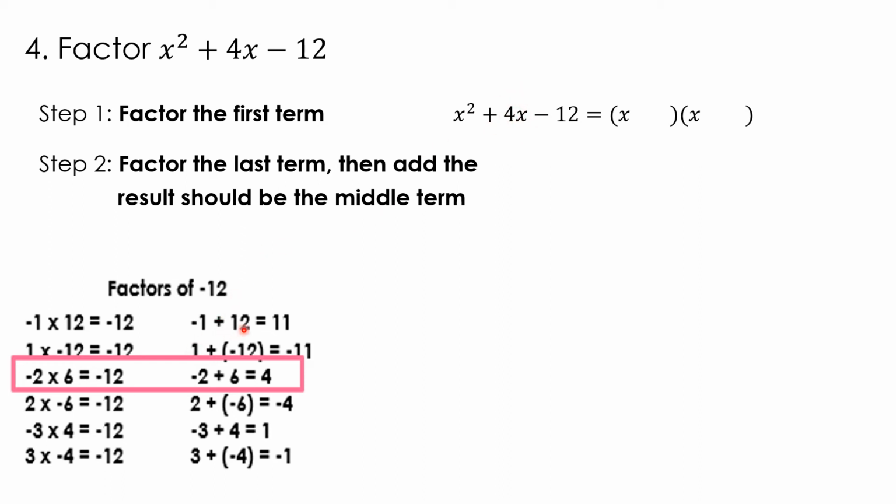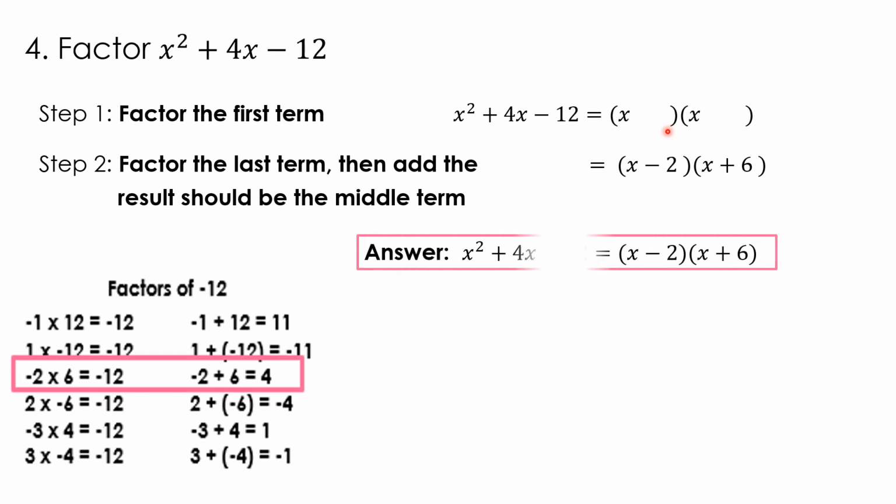Negative 1 plus 12, that is positive 11. 1 plus negative 12, that is negative 11. And negative 2 plus 6, that is positive 4. So these are the factors, negative 2 and positive 6. And then you write it to our formula earlier. So we have now our final answer, which is x squared plus 4x minus 12 is equal to the quantity of x minus 2 times the quantity of x plus 6.